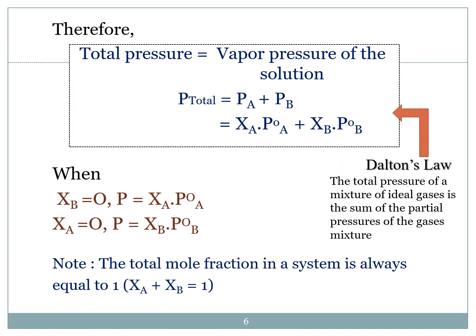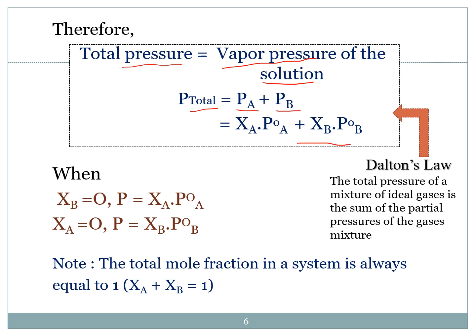Therefore, the total pressure of mixture of ideal gases is the sum of the partial pressure of the gases mixture. Okay, the equation will be P total equal to partial vapor pressure of component A plus partial vapor pressure of component B in a solution equal to mole fraction of component A times vapor pressure of pure component A plus mole fraction of component B times with vapor pressure of pure component B.